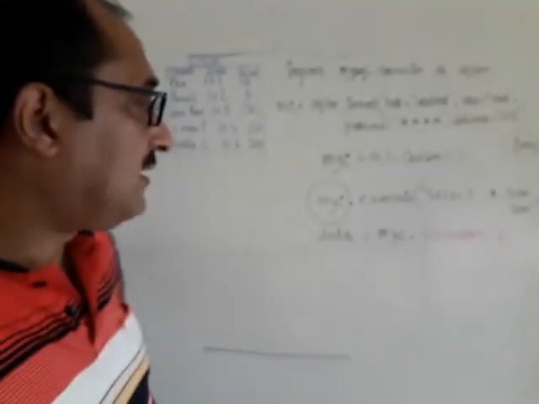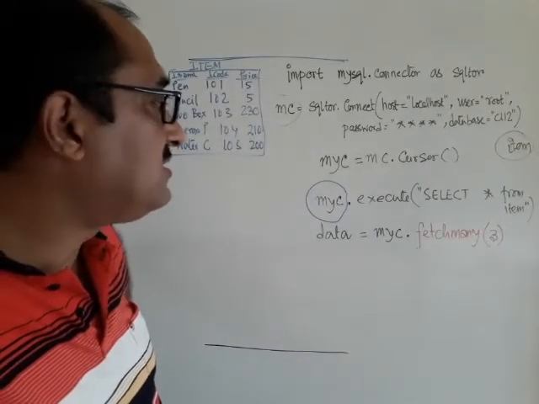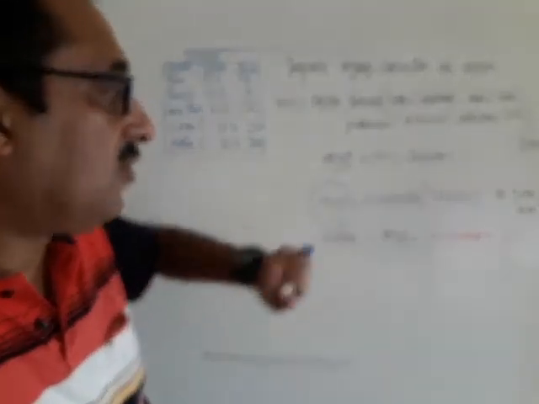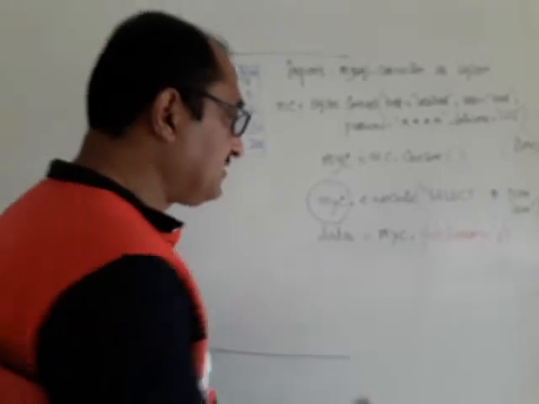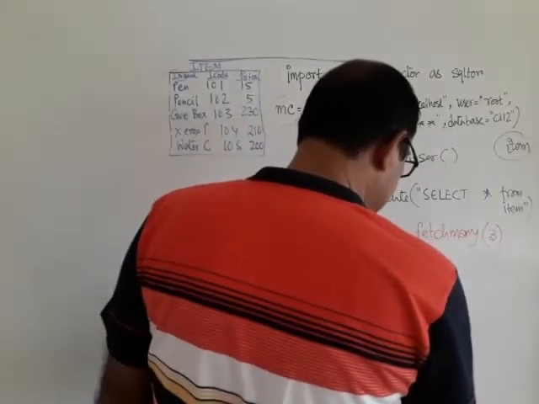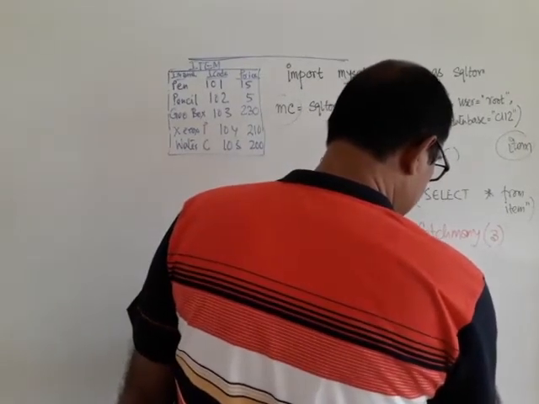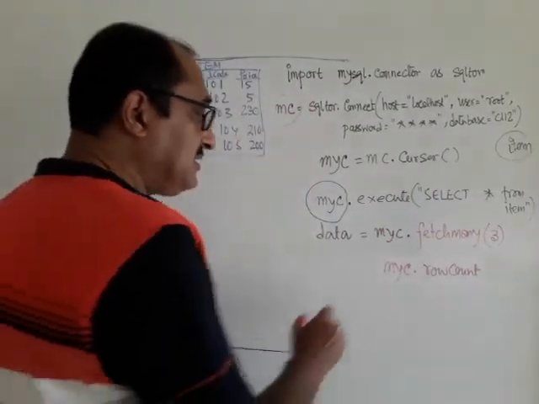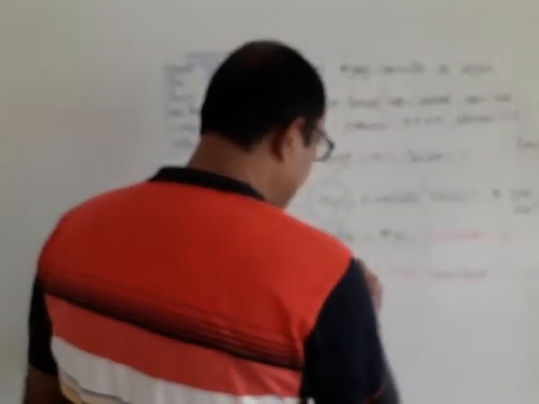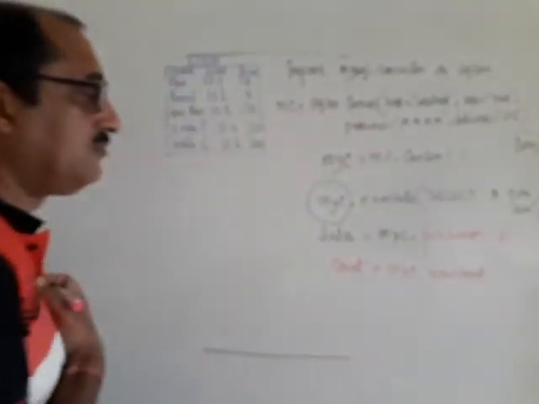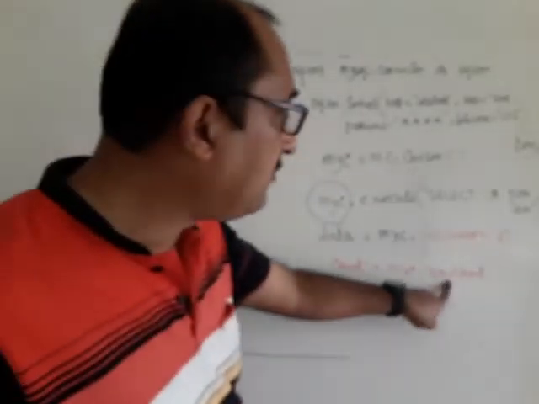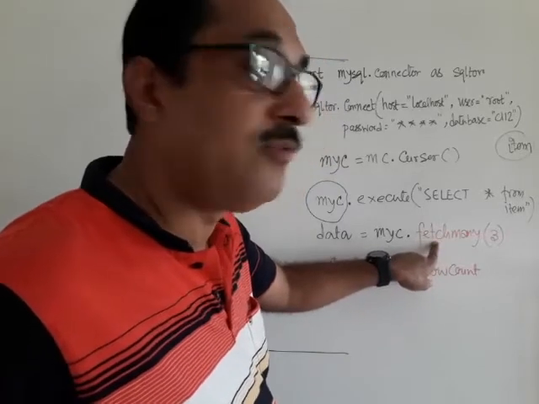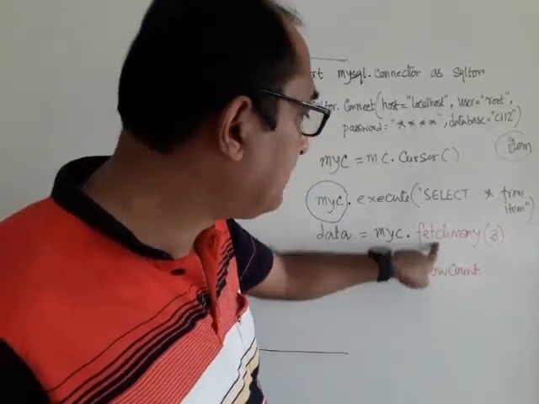There is one more, not a function, it's a keyword which is used in connection with fetchall, fetchone or fetchmany. That keyword is called rowcount. We just write rowcount, it's a keyword. And when we do this, we can take a variable, say my variable is count equal to myc.rowcount. Normally the rowcount keyword is always used straight after fetchone or fetchmany. It is related to this.